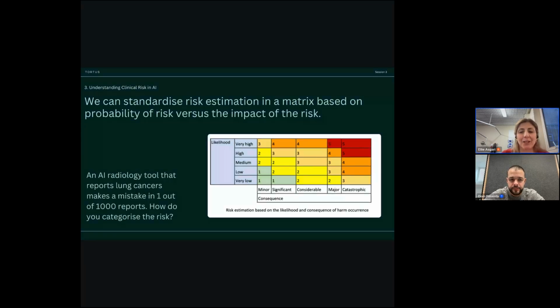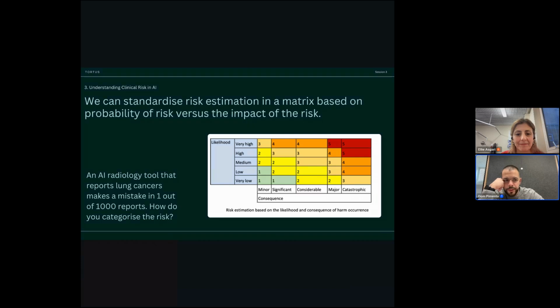So I thought I'd put this question out to the audience. If you have an AI radiology tool that reports lung cancers and makes a mistake 1 out of 1,000 times, how would you categorize the risk? Which number would you give it? I'm just curious whether everyone would think about the same risk. Say, for example, if 1 in 1,000 it misses.